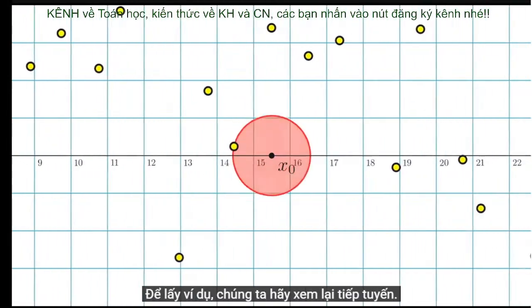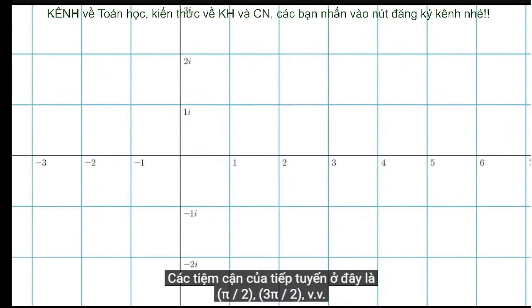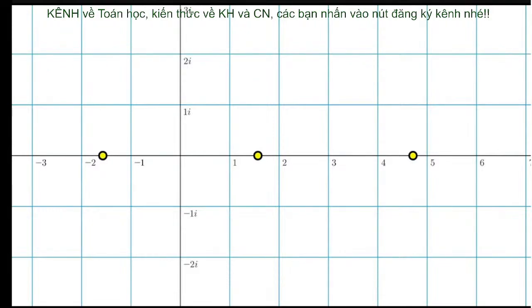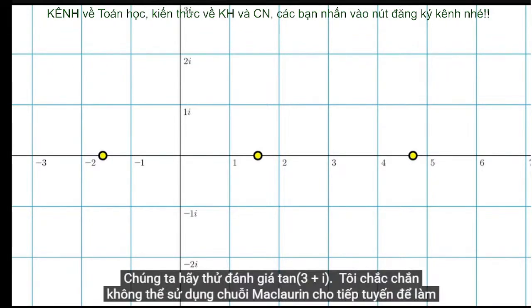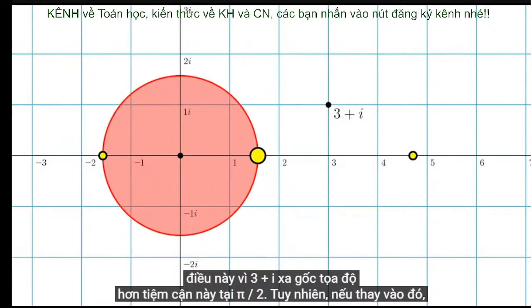As an example, let's look at tangent again. The asymptotes of tangent are here at pi over 2, 3 pi over 2, and so on. Let's try to evaluate tangent of 3 plus i. I definitely cannot use the Maclaurin series for tangent to do this, because 3 plus i is further away from the origin than this asymptote at pi over 2.